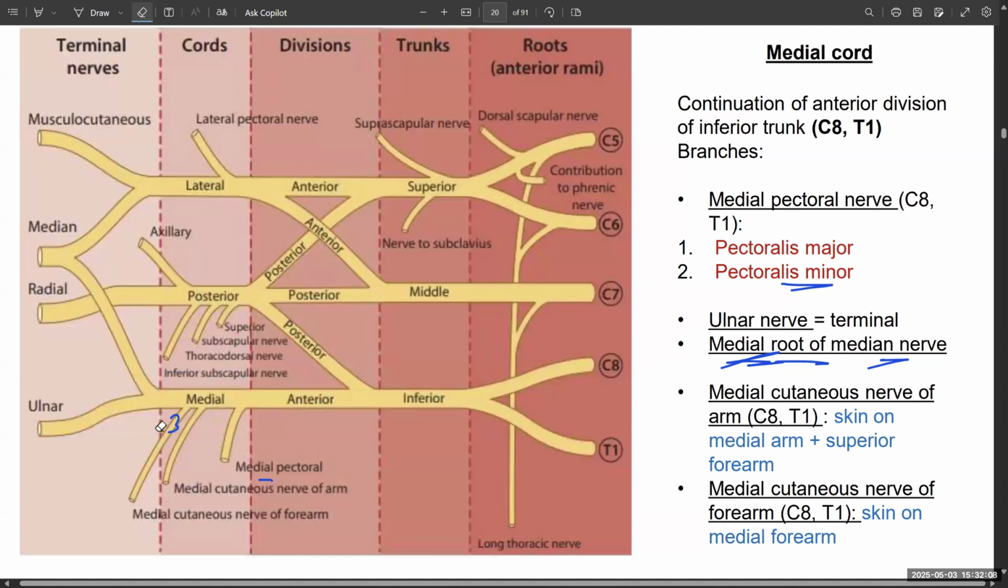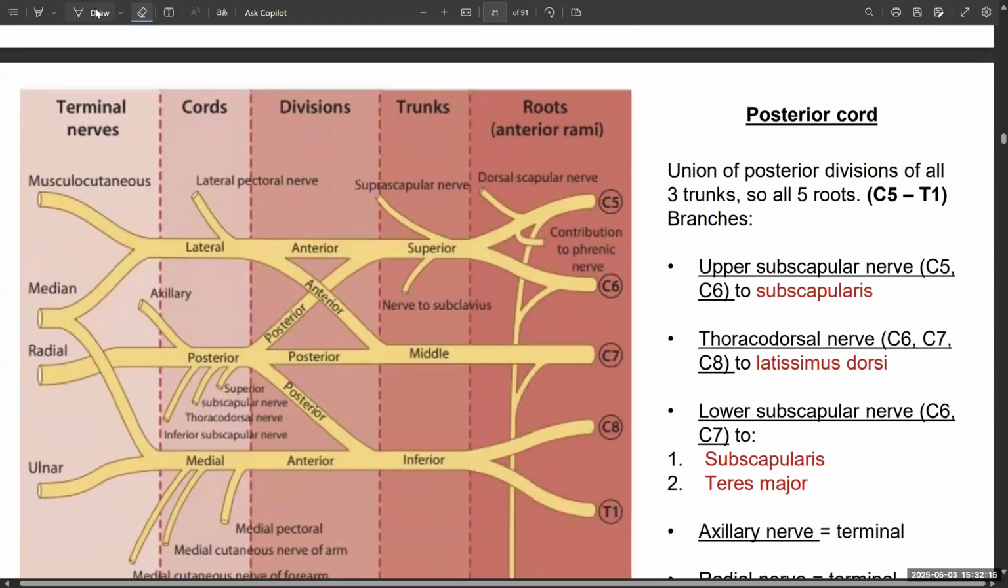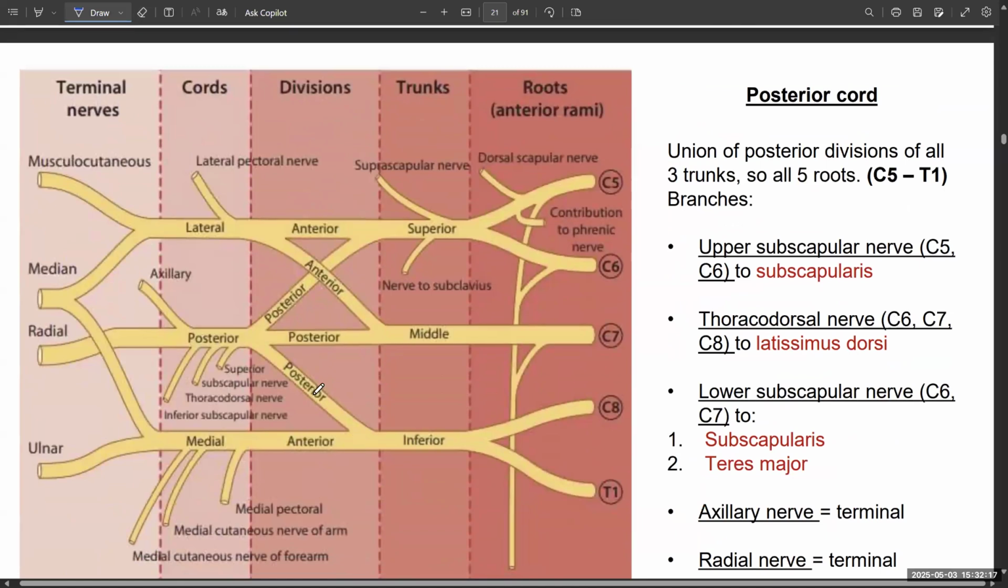Let me just clean this up. Now we move on to the posterior cord. This is the last cord. If we draw another square, I love drawing squares, it's very nice. The posterior cord is going to give off a lot of branches, so bear with me. We have number 1, number 2, number 3, number 4, and then this huge radial nerve, so that's number 5.